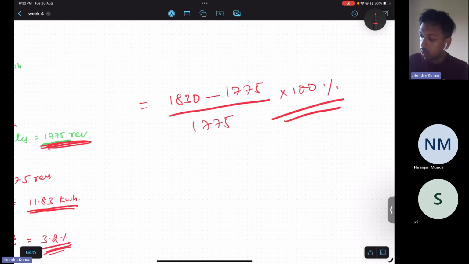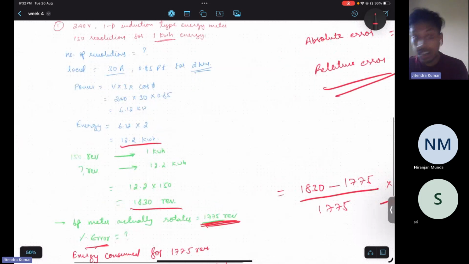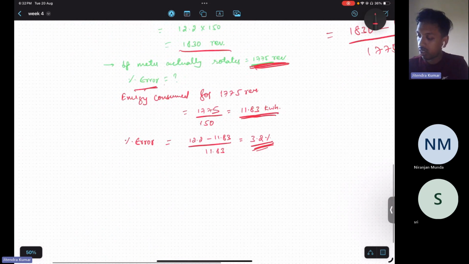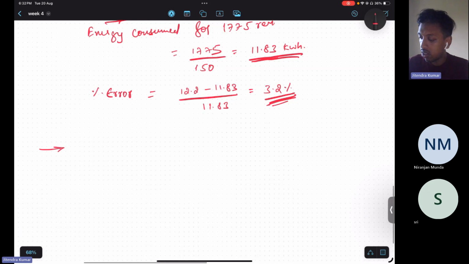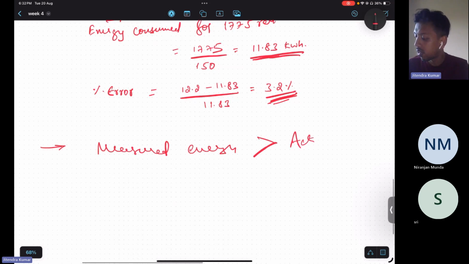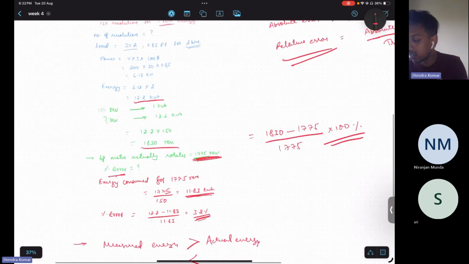Now we solved both these problems, and we have to find out whether the measured energy is higher than the actual or true energy, or whether it is less than the actual energy. What do you say? We just calculated both parts, right?